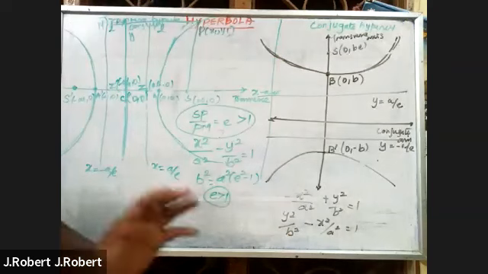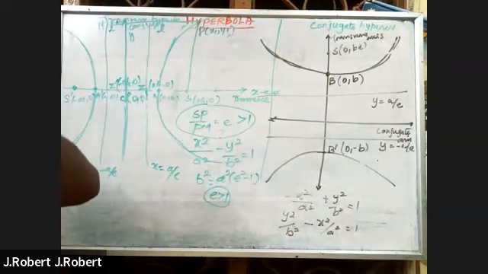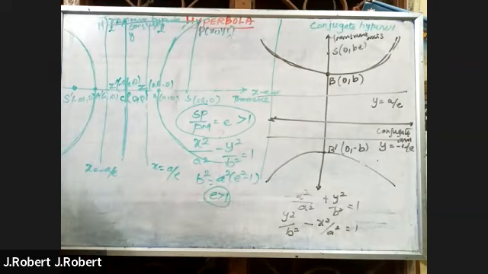The equation of the transverse hyperbola is like this. Okay? Y square by b square minus x square by a square is called the conjugate hyperbola.